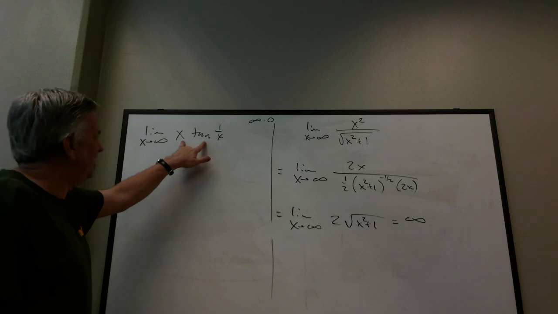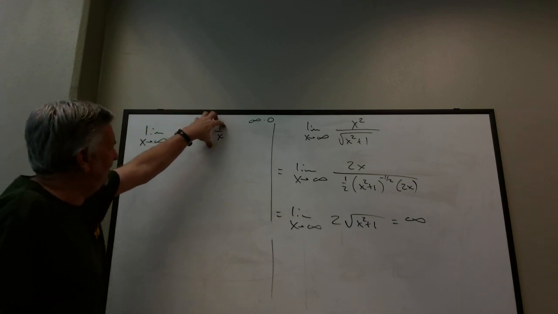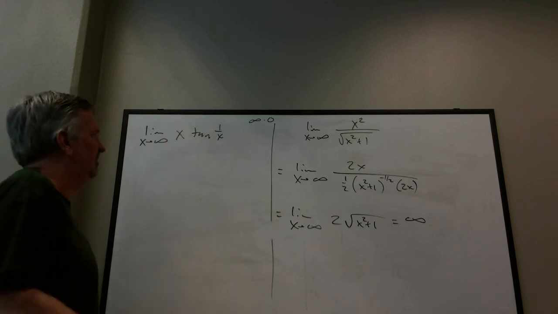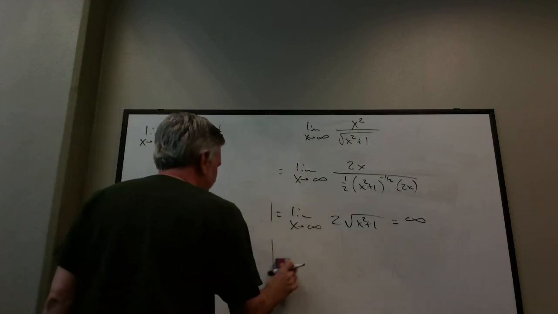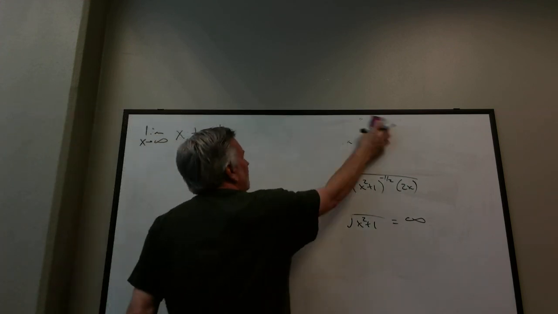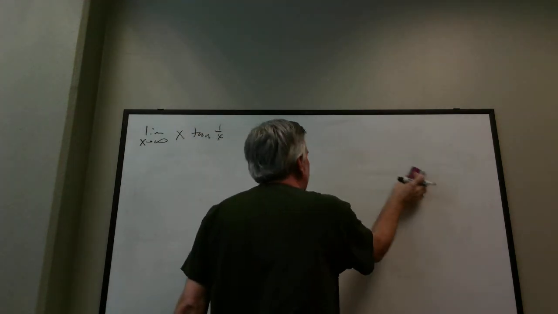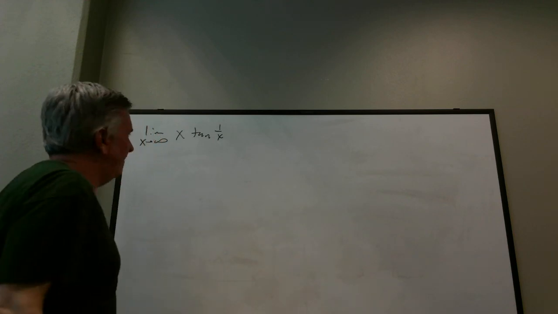Now the product can head to 0. If this is getting close to 0 faster than that's blowing up, the limit could go to 0. Okay, so that's an infinity times 0 form. Now it doesn't fit the L'Hopital's rule form, but perhaps we can rewrite the function to make it look that way. Now there's only a finite number of things here.